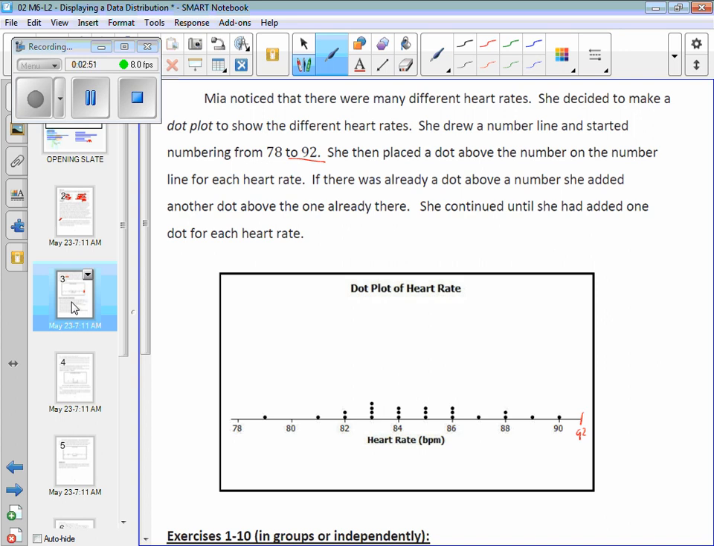Then she placed a dot above the number on the number line for each heart rate. If there was already a dot above a number, she added another dot above the one already there, and then she continued until she had one dot for each heart rate. So how many dots total should there be, not including hers? There should be 22. So keep that in mind when you do this. What I would do is after you do all of your data points, count them to make sure you didn't leave any of them out. Okay? Just a little checkpoint.